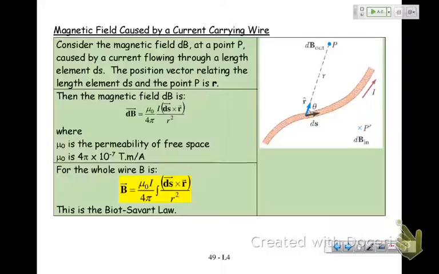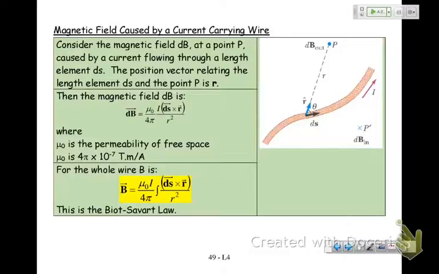And so we have a little bit of length of wire with a current flowing through it, and we have a point of interest. And I want to know what the little bit of magnetic field is caused by that little bit of current flow. Okay. So it's going to be this. And I pull it out of a hat. There's no proof to this.